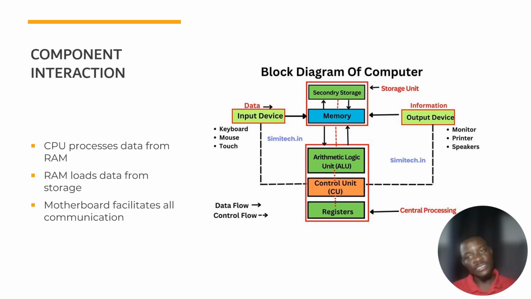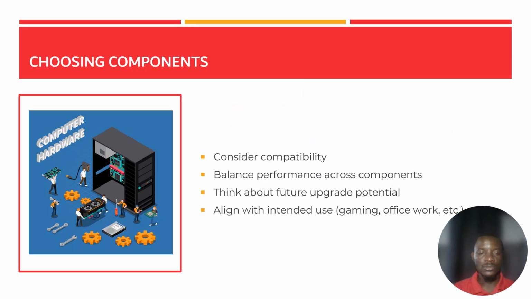Then the bottleneck side: the slowest component often limits overall system performance. For example, a fast CPU and a slow RAM may not reach its full potential. So understanding these interactions helps in diagnosing performance issues and making informed upgrade decisions on your devices.